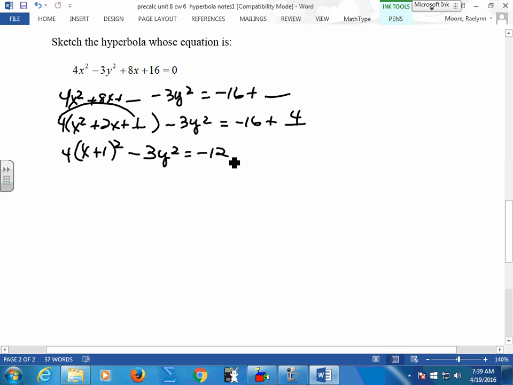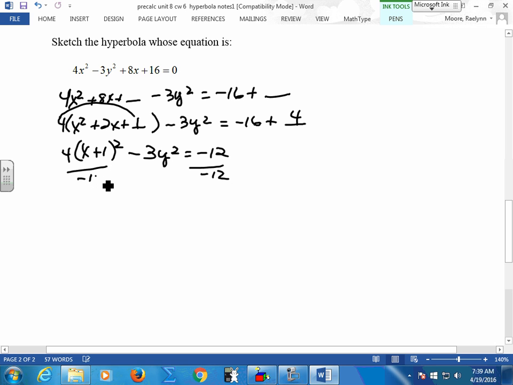Now we know we can't have it equal to a negative. It has to be equal to 1. Both of your formulas are set up so that they're equal to 1. An ellipse always has everything positive. If we were doing an ellipse and something came out negative, something went wrong. But in a hyperbola, we get one negative, so that the negative eventually will come in the middle. So we're going to divide everybody by a negative 12.